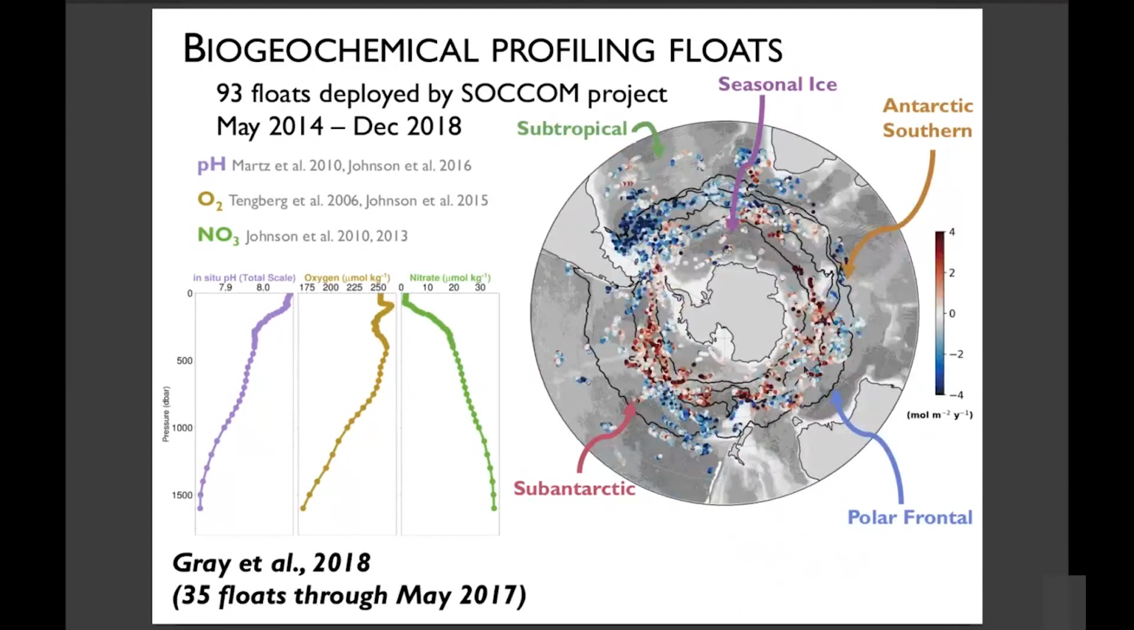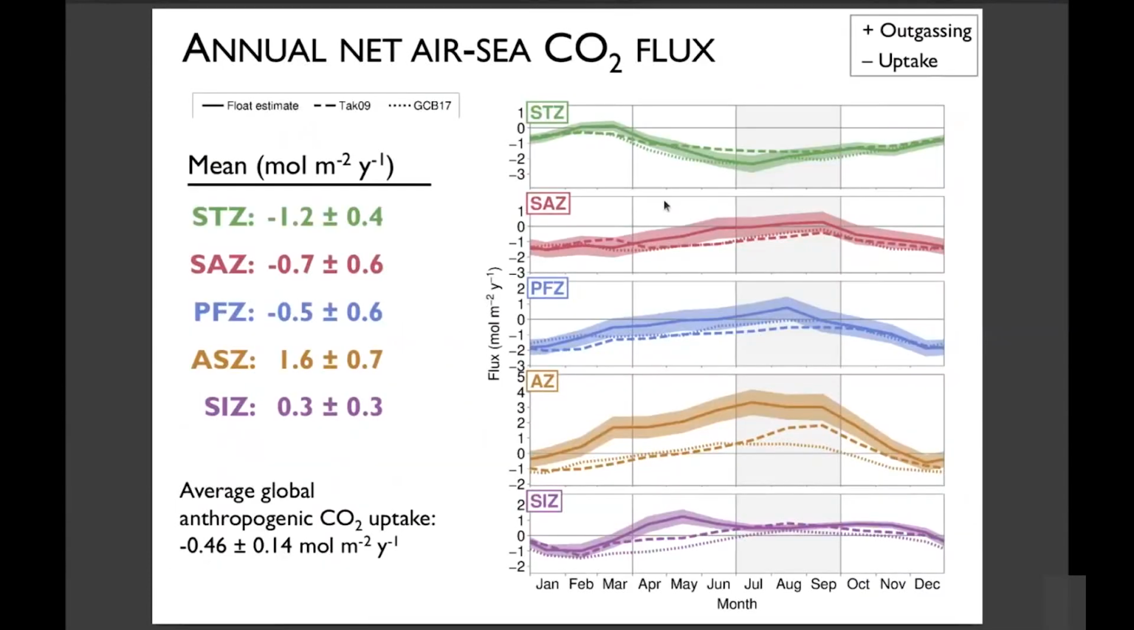This is the most current estimate, where you can see we have a lot more spatial coverage, and this estimate is the float-based pCO2 and air-sea exchange. We can separate floats into regions and look at the annual seasonal cycle of carbon in these regions and compare it to our best guess based on ship observations.